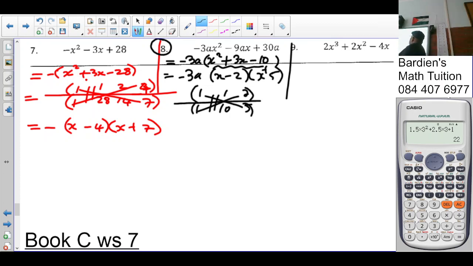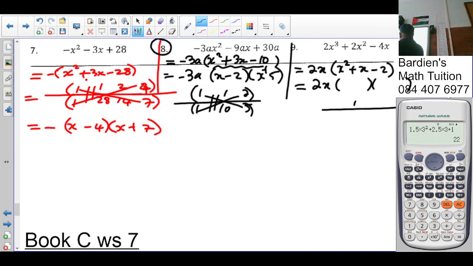Okay? The last one. What is common here? 2x. What are we left with? X squared plus x minus. So in the bracket we have a trinomial. What goes on the line? 1 and 1. 1 and 2. Do you add or subtract? Subtract. 1 times 2 is 2. 1 times 1 is 1. Subtract it, you get 1.